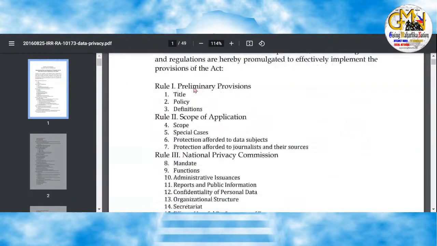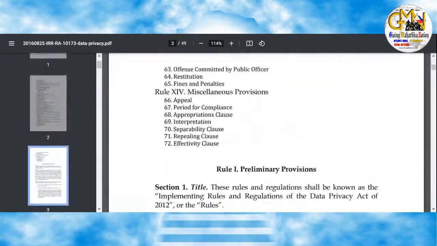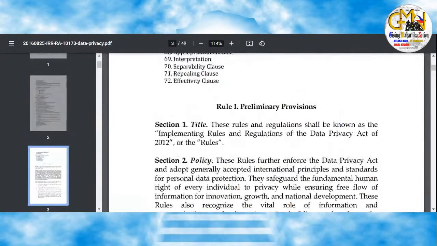So, proceed na po tayo dun sa content. Hindi na natin babasahin yung kanyang table of content. Rule number 1. Preliminary provisions. Section 1, title. These rules and regulations shall be known as the implementing rules and regulations of the Data Privacy Act of 2012 or the rules. Section 2, policy.